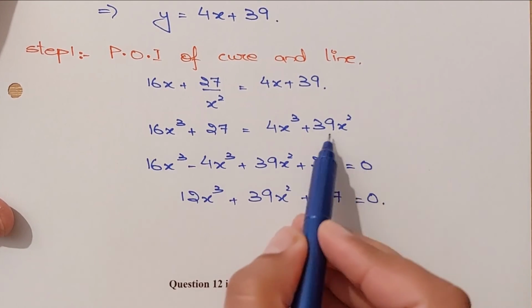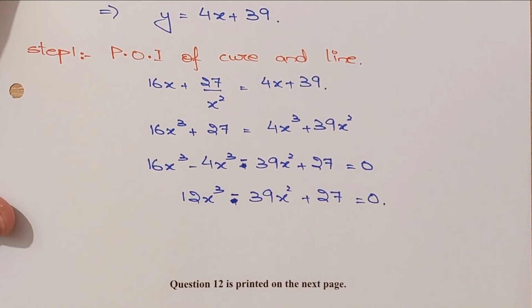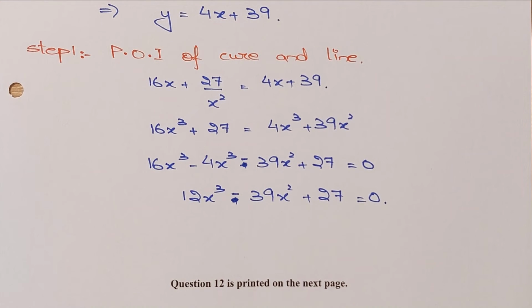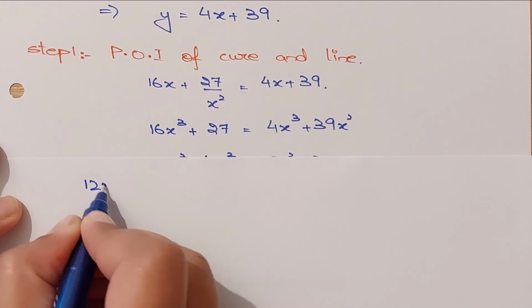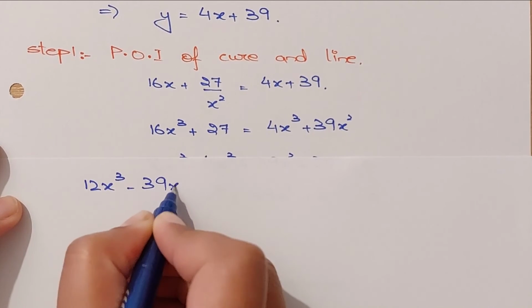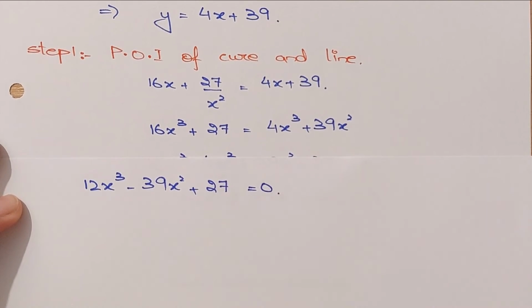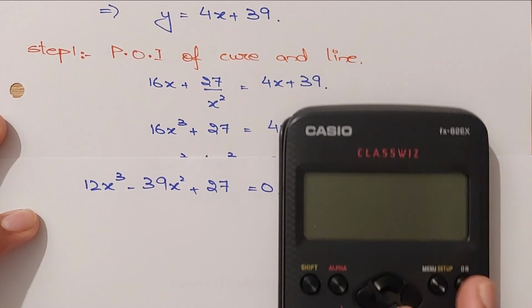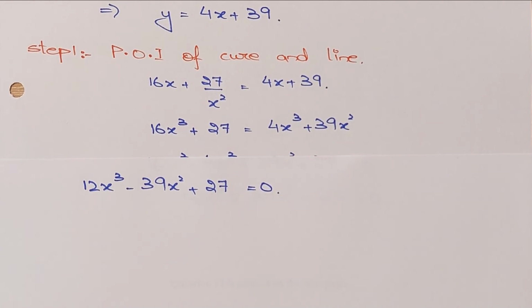When you move this 39 to the other side, it becomes negative. So this is a cubic polynomial. We have to find 3 roots. Let me do this by using synthetic division. The equation is 12x cube minus 39x square plus 27 equals 0. If I check at x equals 1, 12 minus 39 plus 27 is 0, yes, 1 is the root.